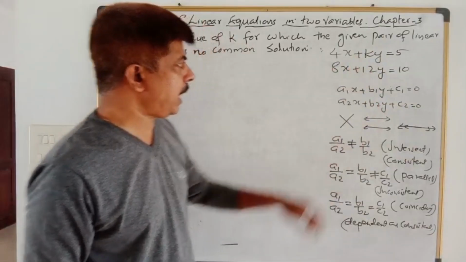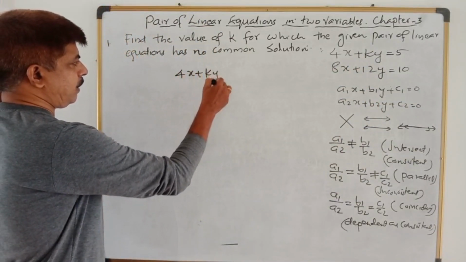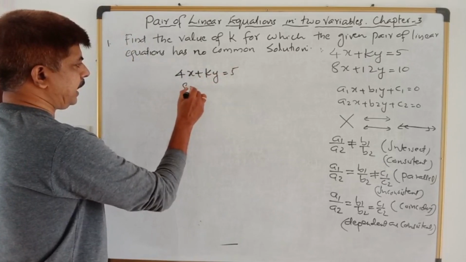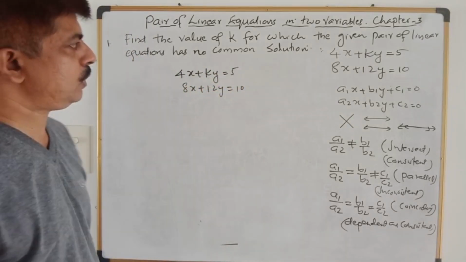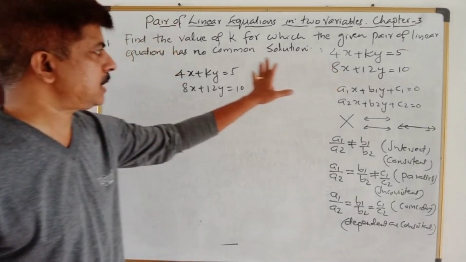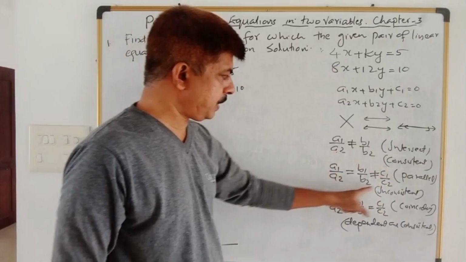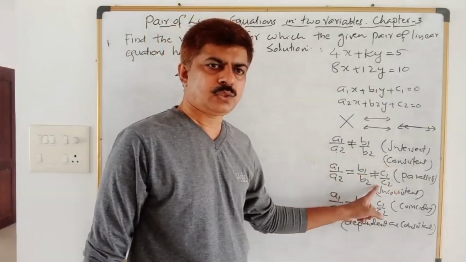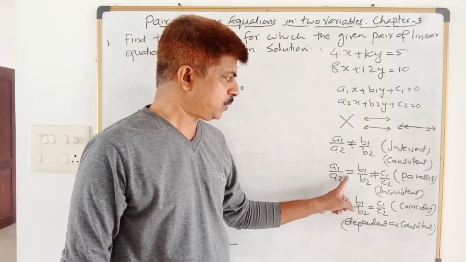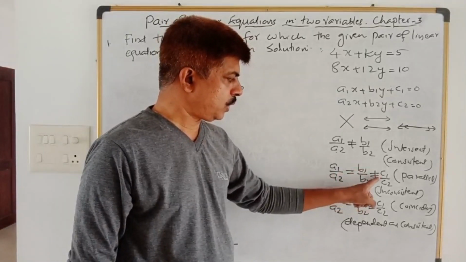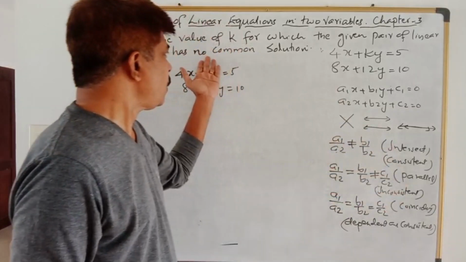So now let us move back to our question. 4x plus ky is equal to 5, 8x plus 12y is equal to 10. According to the question, this pair of linear equations has no common solution. No common solution means the graph represents two parallel lines. So we use this formula, a1 by a2 equal to b1 by b2 not equal to c1 by c2, since the lines are parallel and they have no common solution.